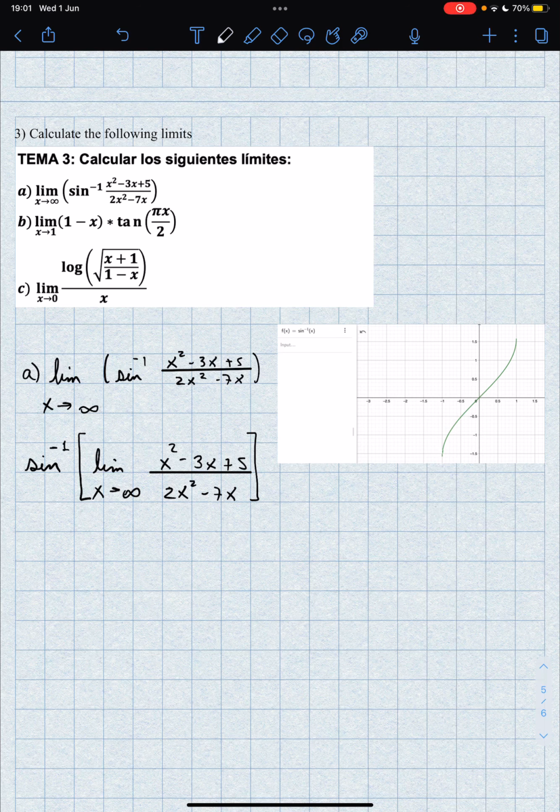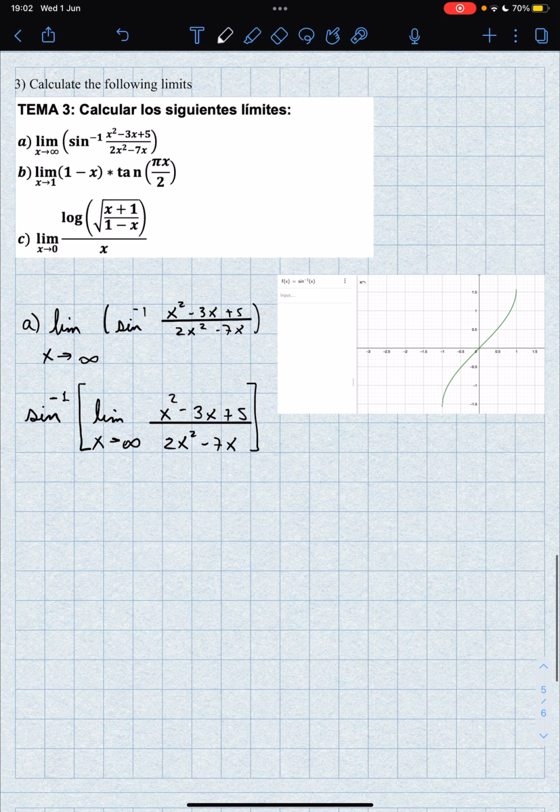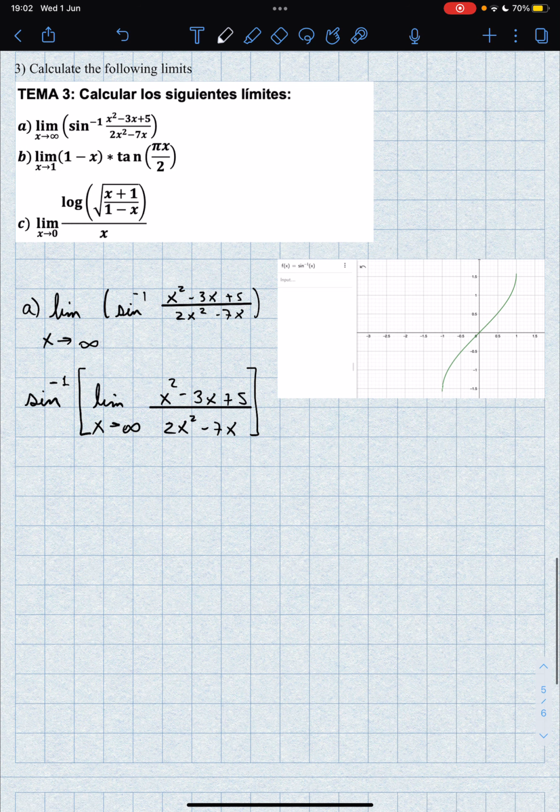Okay, guys, so this is the third problem of the exam. We need to calculate the following limits, okay? So let's start with the A one. Here we have the limit when x goes to infinity of this function, the inverse of sine. So you can introduce the limit next to the x, you can introduce it. So we do it this way, okay?